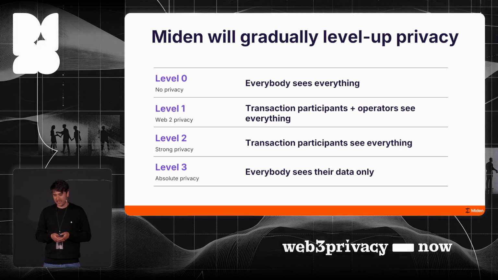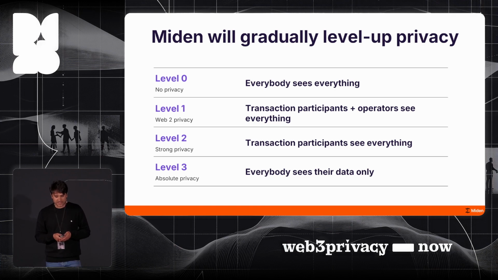Level 1 privacy would be when I use PayPal today. The transaction participants know about it, and the people who work at PayPal, or maybe people who have access to that. But Bob would not see what Alice is doing if Bob is not in this PayPal realm. Level 2 privacy would be strong privacy, which is what we wish for, that only the transaction participants see everything. That would be true for cash, right? If I give you 100 euros in cash, then we would know about it, but no one else. And this is something we want to achieve.